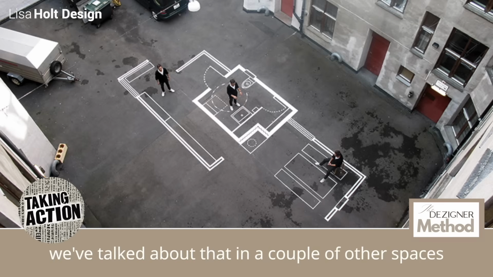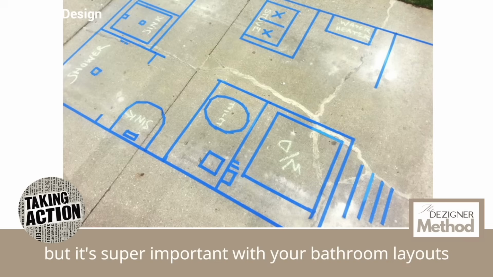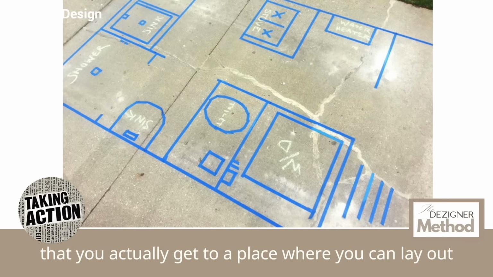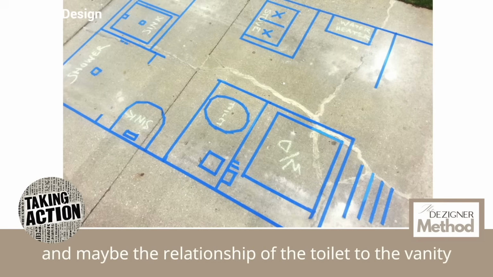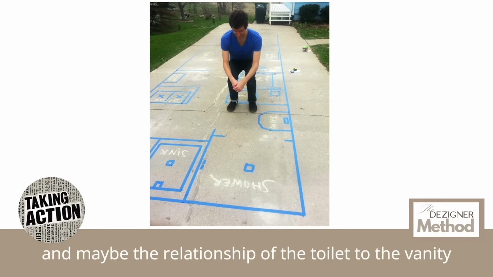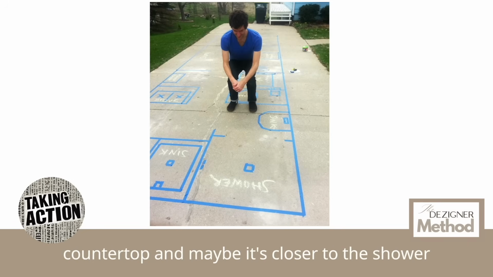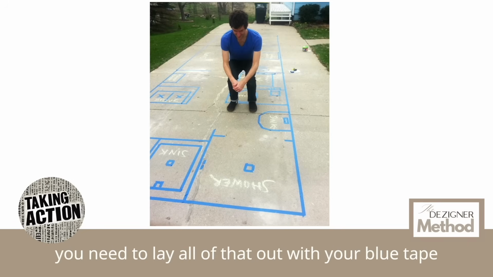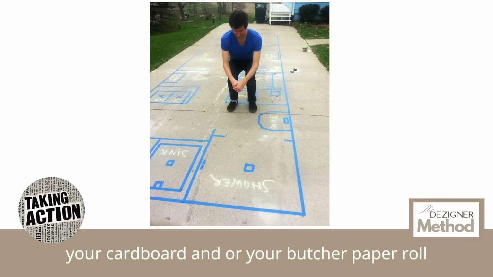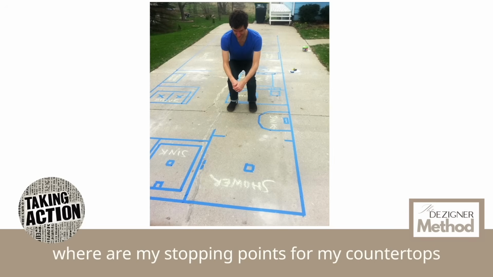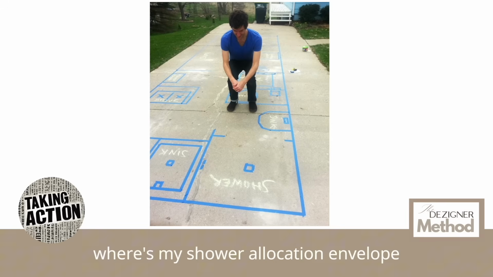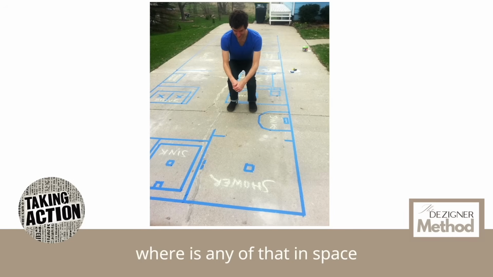Now, we've talked about that in a couple of other spaces, but it's super important with your bathroom layouts that you actually get to a place where you can lay out in real space and in real life sizes the countertop vanity and maybe the relationship of the toilet to the vanity countertop, and maybe it's closer to the shower. You need to lay all of that out with your blue tape, your cardboard, and or your butcher paper roll, and go, where are my walls, where are my stopping points for my countertops, where's my shower allocation envelope? Where is any of that in space?